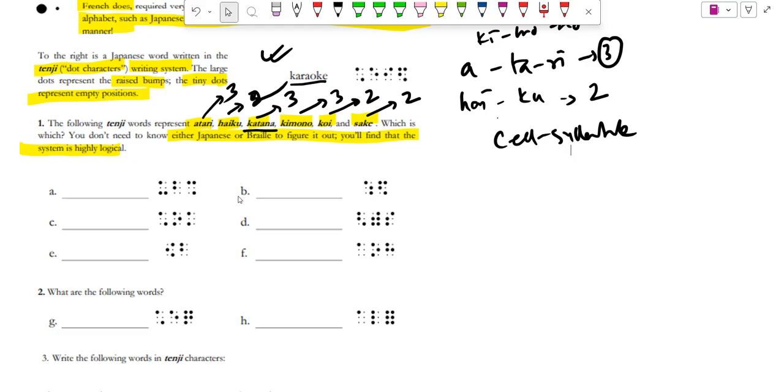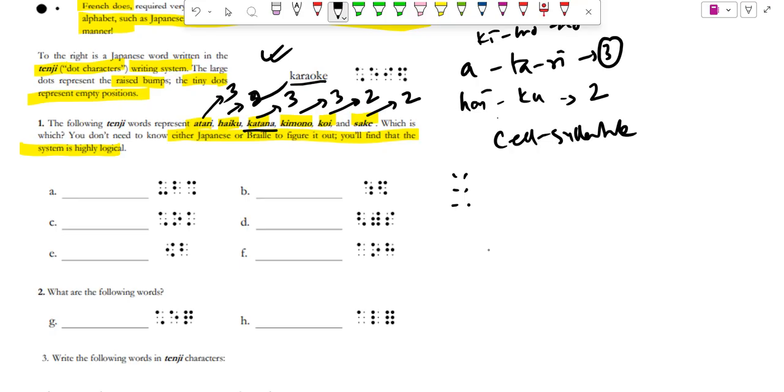Now we have to understand the constraint. Japanese Braille is a 6-dot cell, and each Japanese word is written in kana syllables, so each syllable is one Braille cell. We are given the words atari, haiku, katana, kimono, koi, and sake, and 6 Braille diagrams. So let's count how many Braille cells each word has when written in kana.